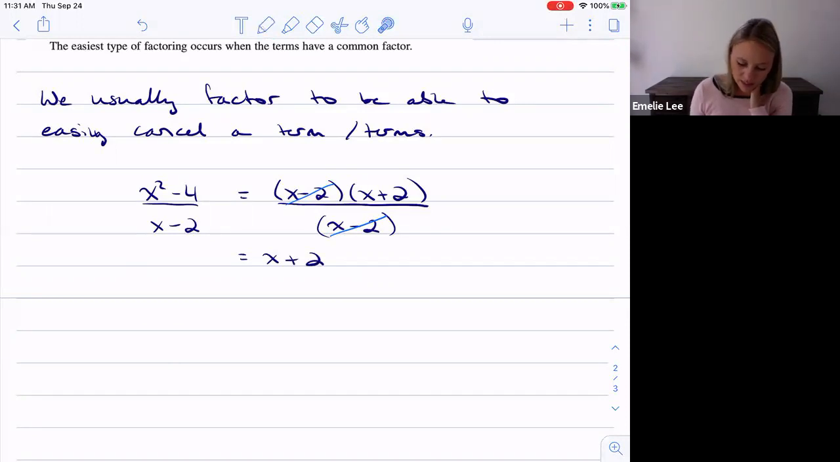So that's a lot nicer looking than x squared minus 4 over x minus 2. They're equivalent, but we wouldn't have been able to get from here to here without factoring that numerator first. So that's why factoring is really useful.